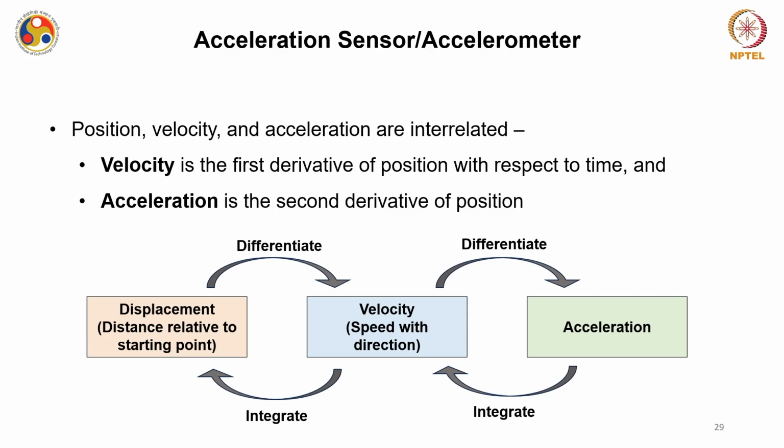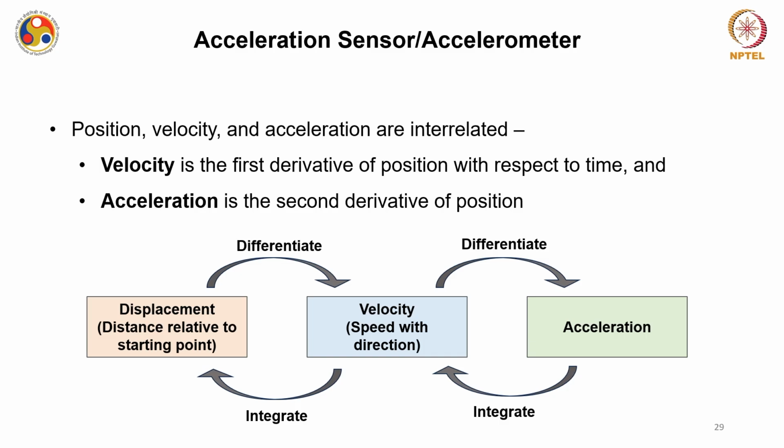However, we are still left with one very important physical sensor related to position, velocity and acceleration, which is the accelerometer, which is nowadays an integral part of any electronic system or electronic gadget. So let's talk about the accelerometer in a little detail.